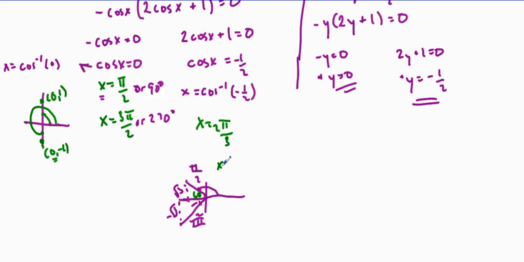We have another value when we go all the way around the unit circle, right there. We're going to have to add 60 to 180, and what we have is 240 degrees. And what is that going to be? Well, that's going to be 4 pi over 3, because that's 4 times 60 degrees, which is 240 degrees.